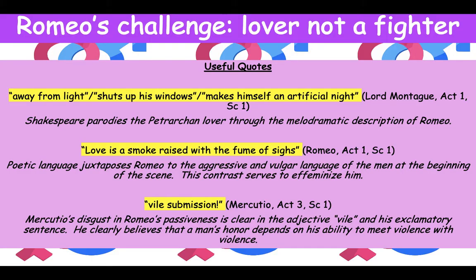And of course, look at the way Mercutio views Romeo when he backs down from a fight with Tybalt. He says, "vile submission." His disgust in Romeo's passiveness is clear in the adjective vile, and his exclamatory sentence, that's the use of the exclamation mark, really highlights and emphasises that level of disappointment in his friend. He clearly believes that a man's honour depends on his ability to meet violence with violence, and Romeo has failed to do that, and therefore he has lost his honour.